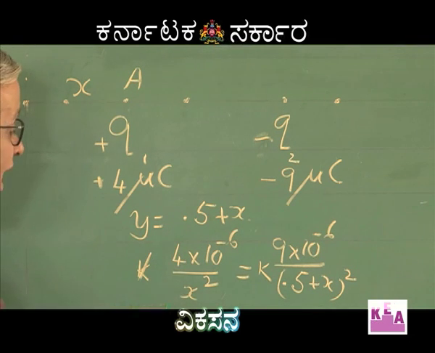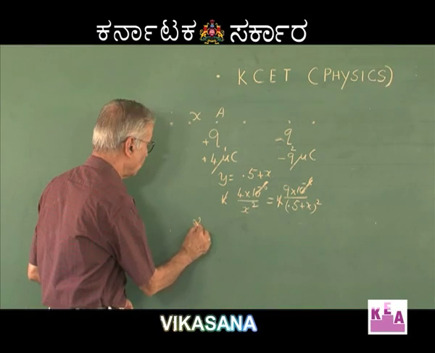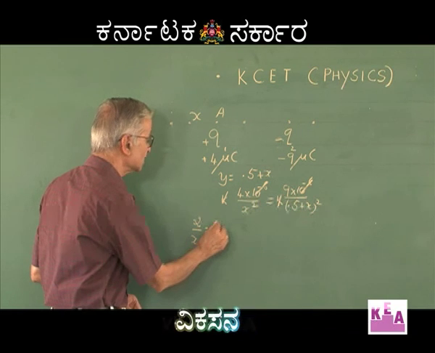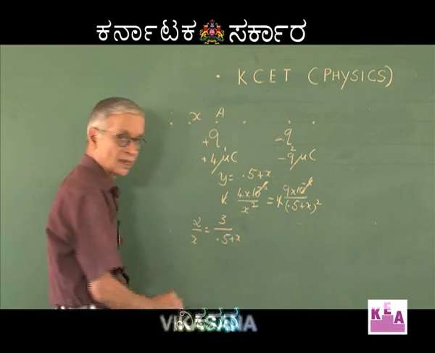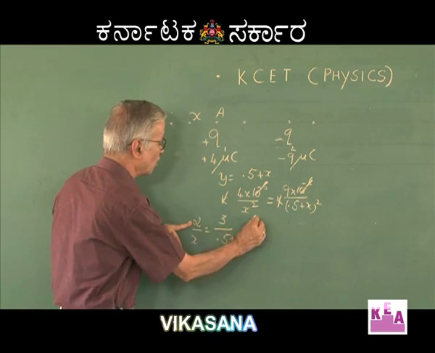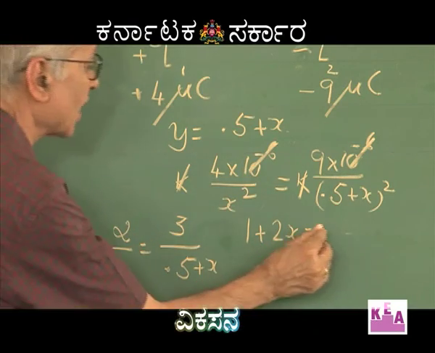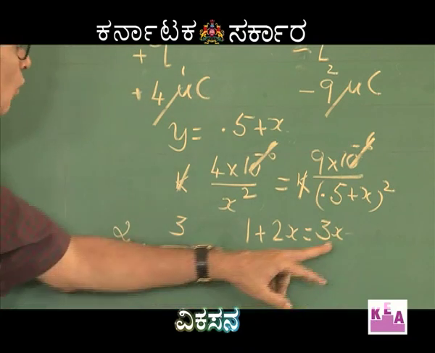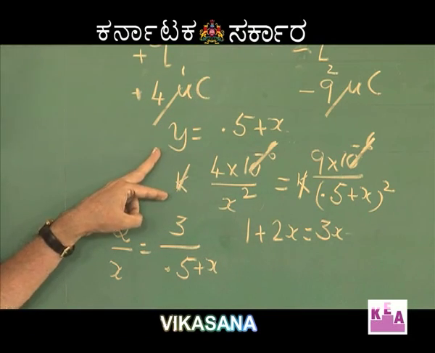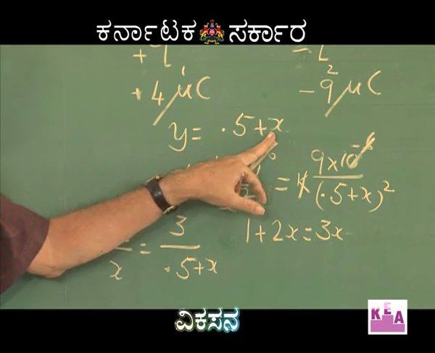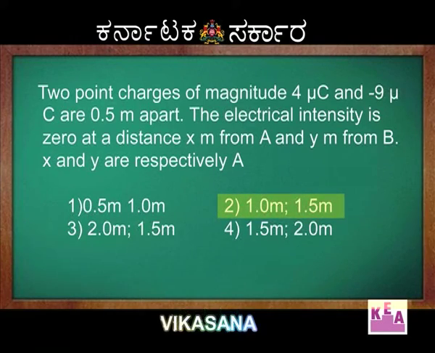Then K will cancel with this K, 10 raised to minus 6 with 10 raised to minus 6. 2 divided by x is equal to 3 divided by 0.5 plus x. Cross multiplying, 2 into 0.5 plus 2x is equal to 3x, that is 1 plus 2x equals 3x. It will give you x equal to 1 meter. If x is equal to 1 meter, y is 0.5 plus 1 equal to 1.5. Therefore, the answer is 1 meter and 1.5 meter. Therefore, second option is correct.